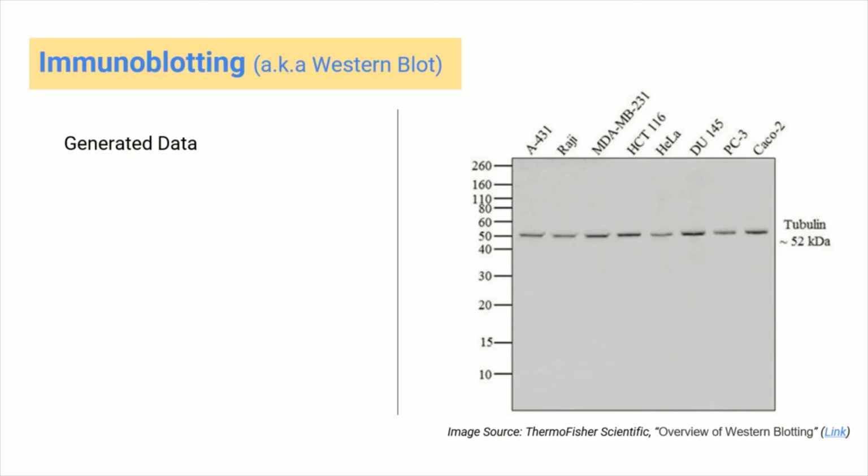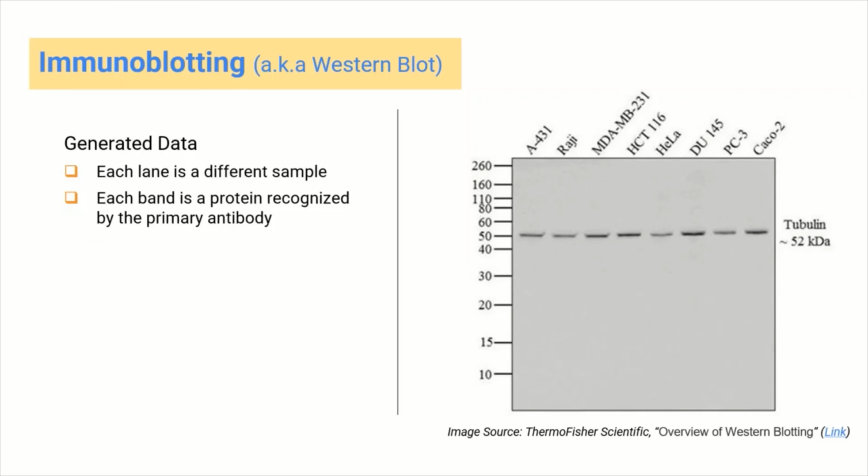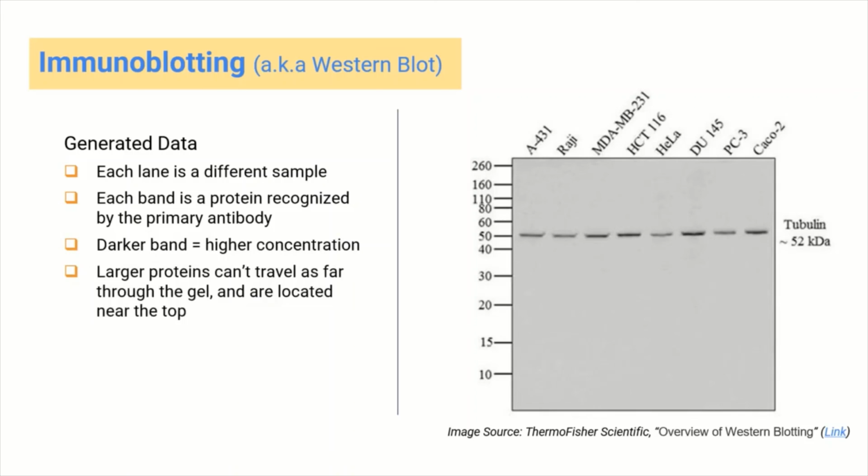This is what the output of a Western blot looks like. Each vertical lane is a different sample being analyzed, and each band is the protein detected by the primary antibody. The darker a band is, the higher the concentration of the detected protein. And larger proteins can't travel as far through the gel and are located near the top.